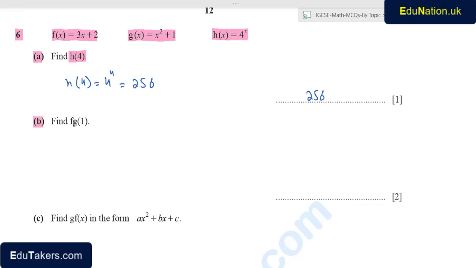Part B, find f of g of 1. g of 1 is 1 square plus 1, that is equal to 2. Now f of g of 1 equals f of 2, that is 3 into 2 plus 2. So 3 times 2 is 6, 6 plus 2 is 8.